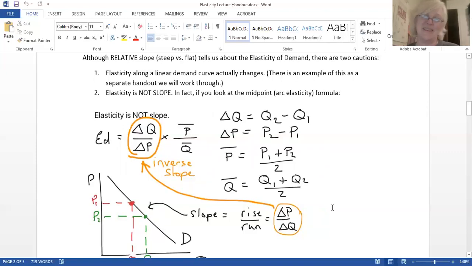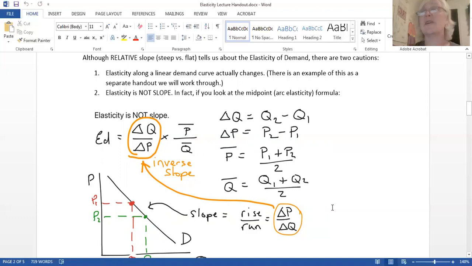Additionally, elasticity is not slope directly, because if you look at the midpoint formula, and this was presented in the book, it was presented in a slightly different way. I've manipulated the algebra. It's still the same. You can go and check. You can rewrite what I have here and derive what's in the book. I find this an easier way, I think, for intro students to think about the elasticity formula.